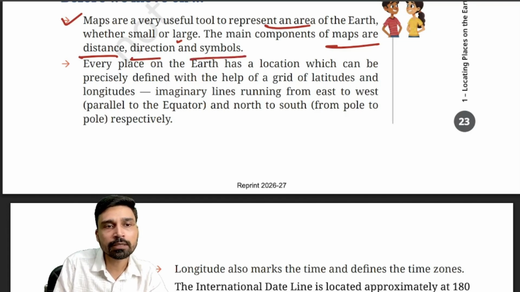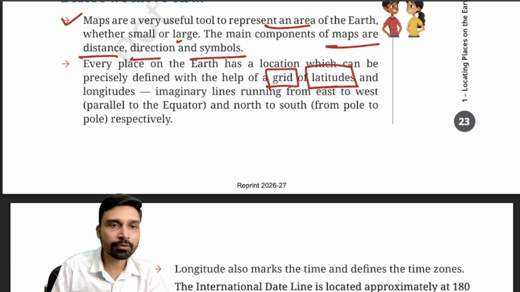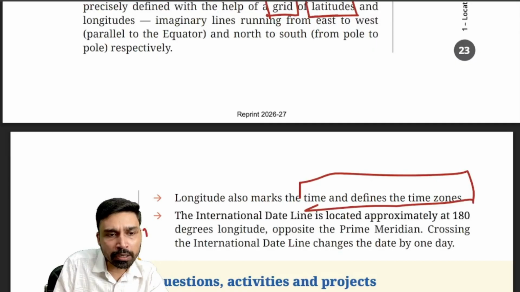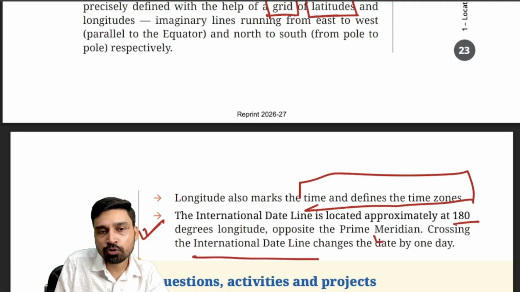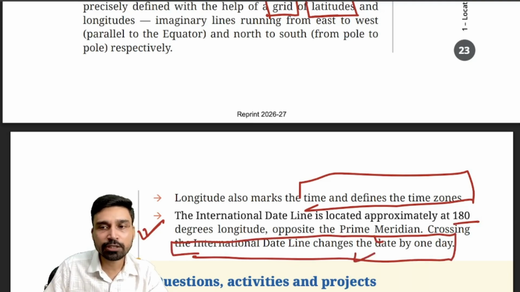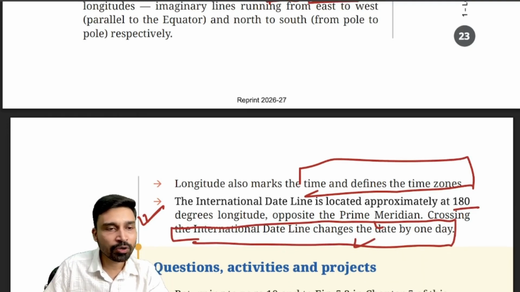Every place on the Earth has a particular location which can be classified on the basis of a grid of two lines we have discussed, latitudes and longitudes. They are both imaginary lines running from east to west parallel to the equator and north to south from pole to pole. Longitude also marks the time and defines the time zone. And the most important, the international date line is located approximately at 180-degree longitude, opposite the prime meridian. The most important fact we have to keep in mind here is that crossing the international date line changes the date by one day, as we already have explained.